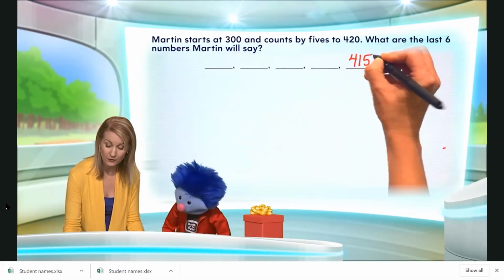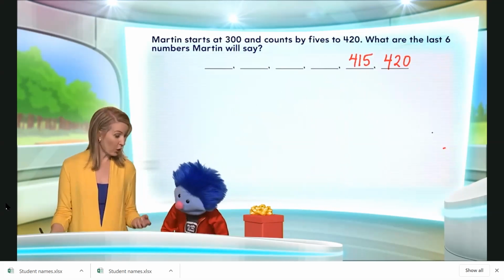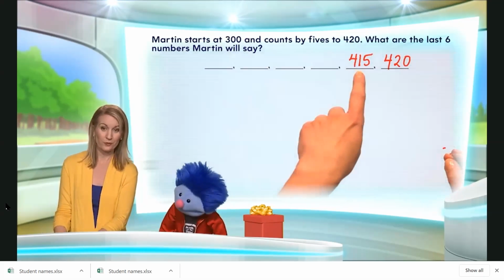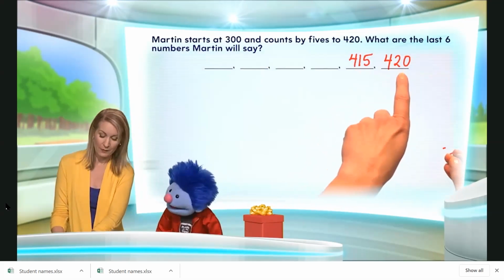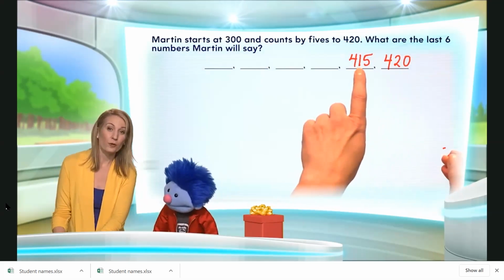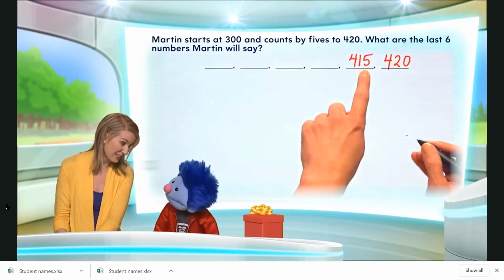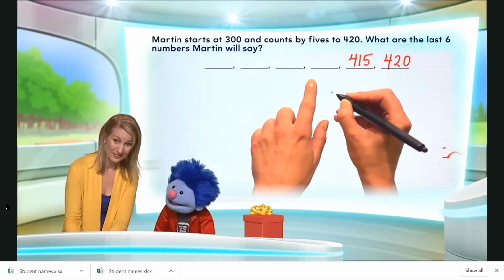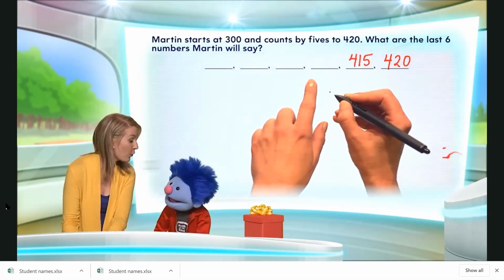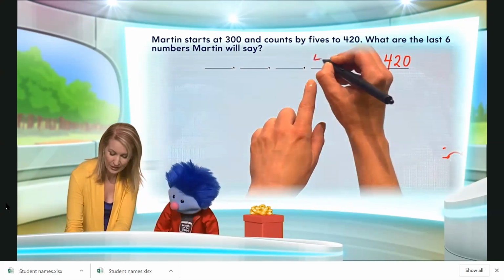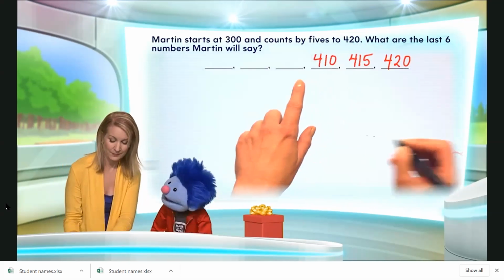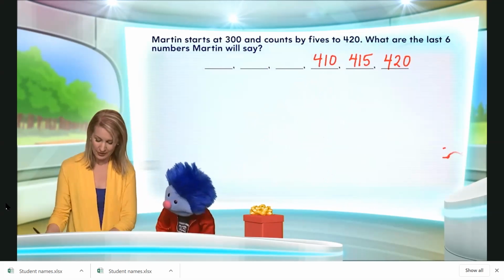That's 415. Now notice we normally go in the other direction. 415, 420. But now we're going backwards. From 420 to 415. Can you think of 5 less than 415? Is it 410? Yes, 410, without the word and. That's good. Sometimes I forget that. I know. That's pretty common.